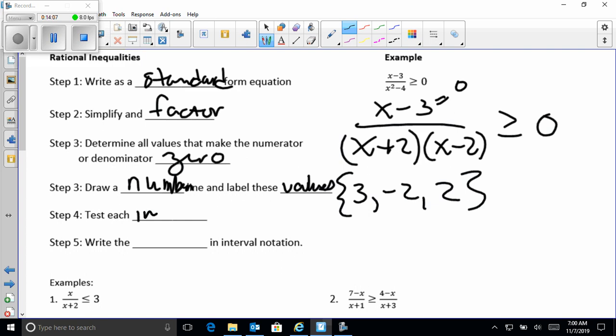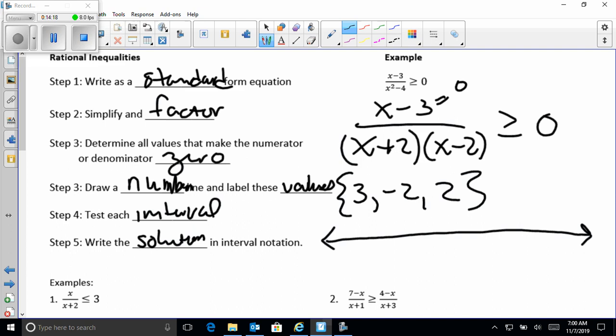Test each interval, and write an interval notation. Make solution. The number line, this one has a lot of test areas. Make it -2, 2, 3. So we've got 4 test areas.